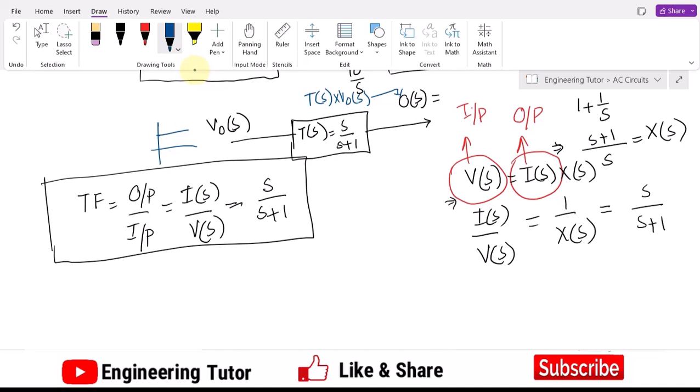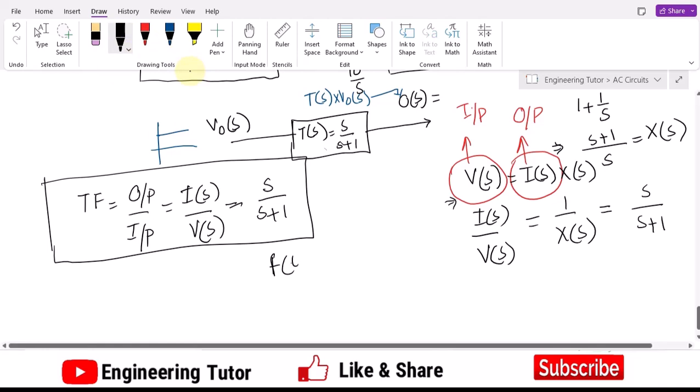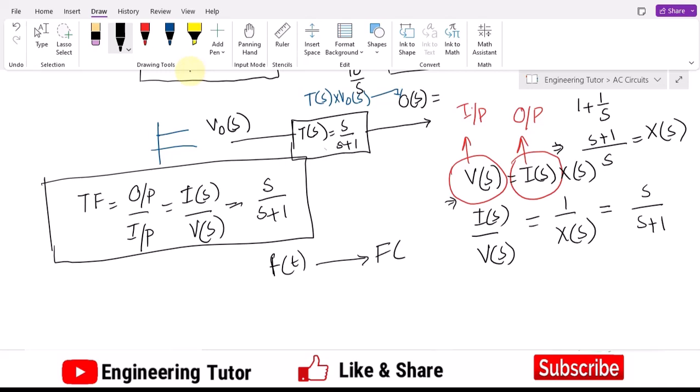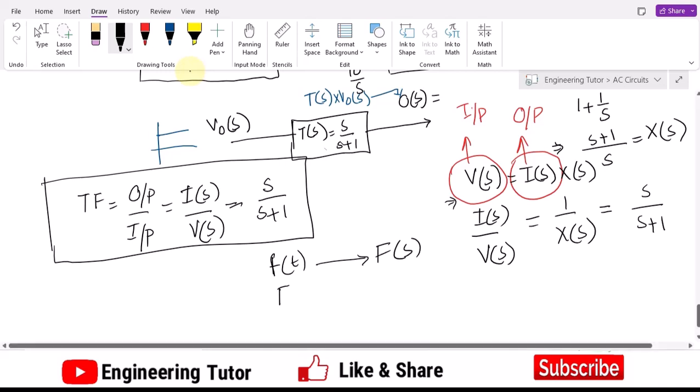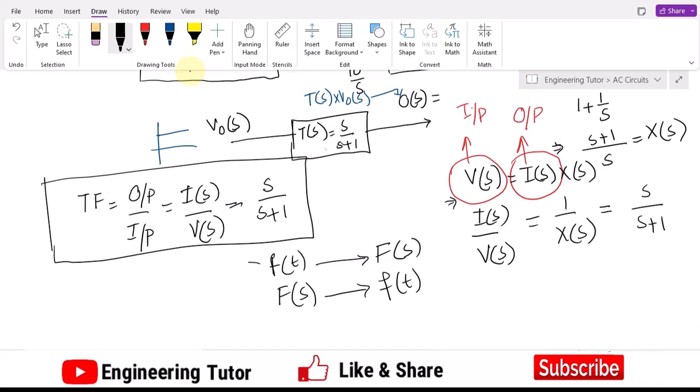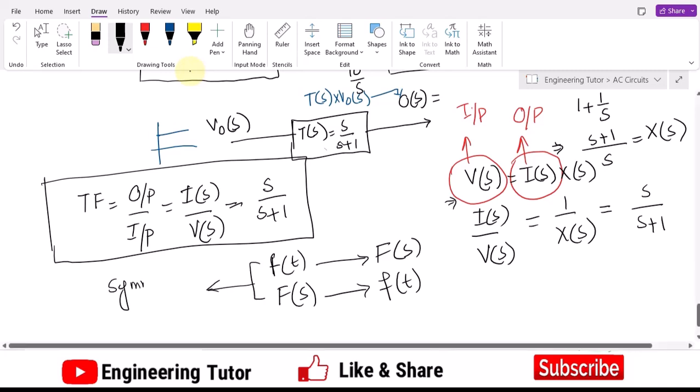So, after that you have to convert it back to the time domain by using the methods which we have previously mentioned, because you can see that the Laplace domain transformation of f of t is f of s. Okay. Similarly, due to the symmetry, f of s is also transformed to f of t.